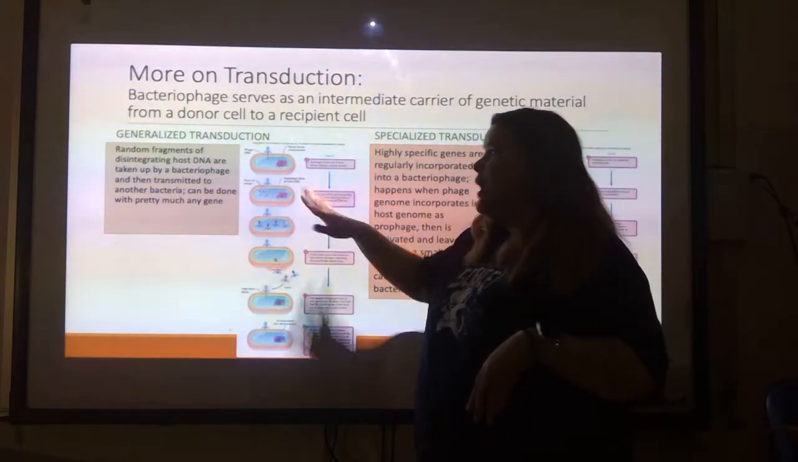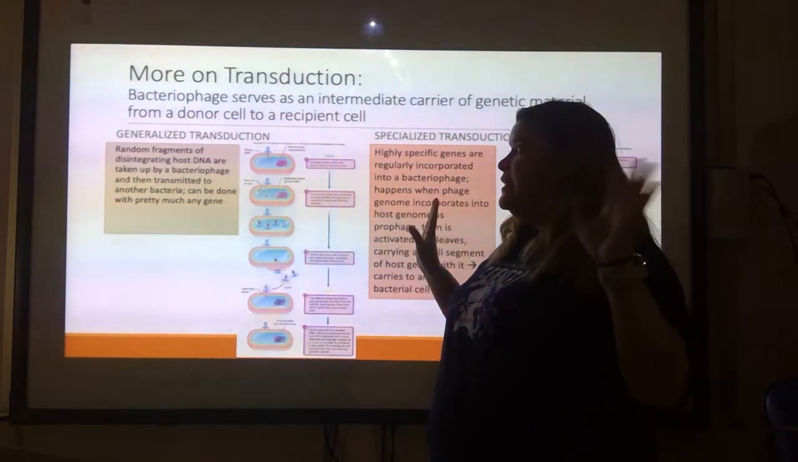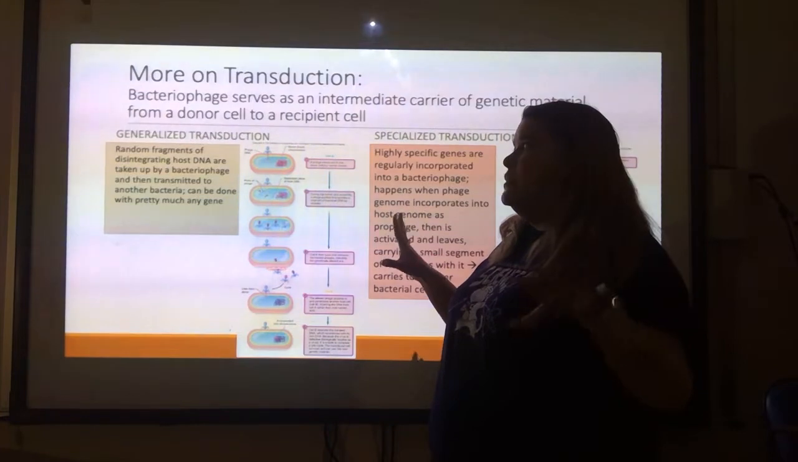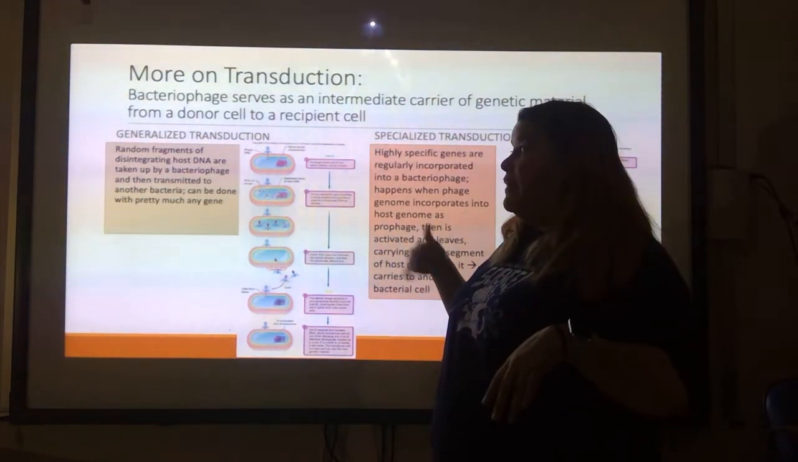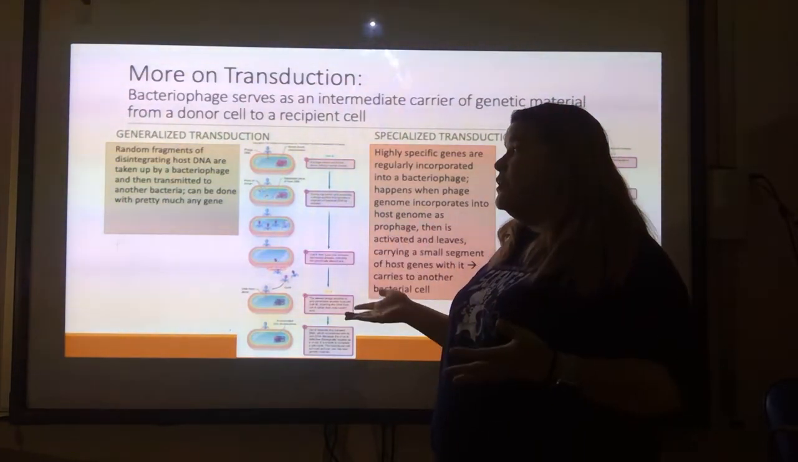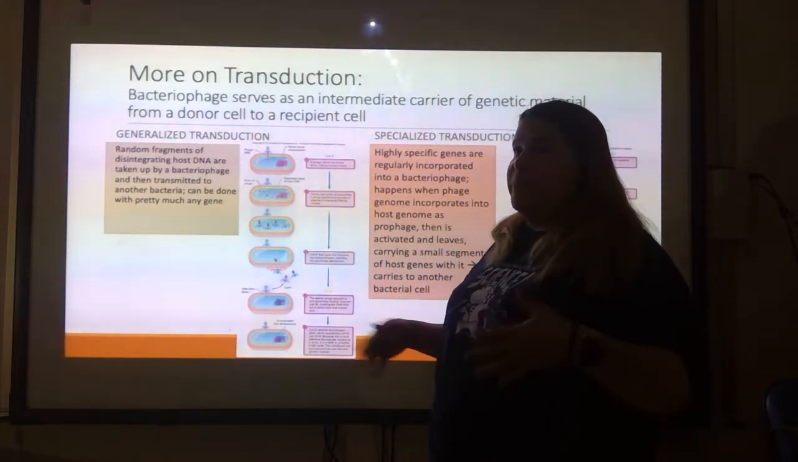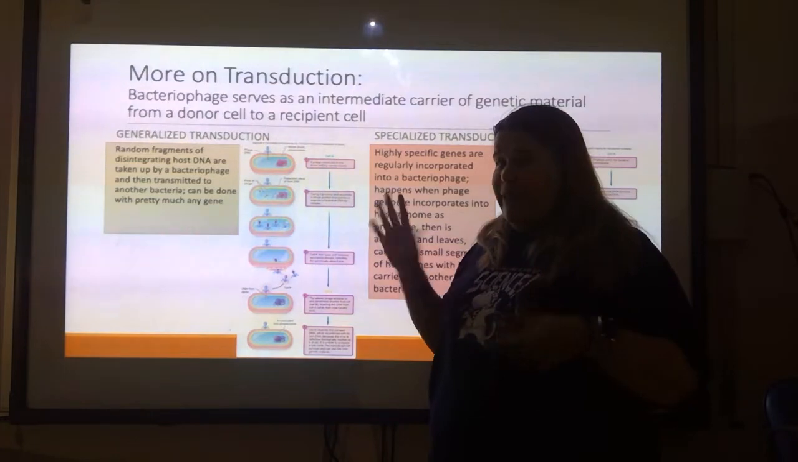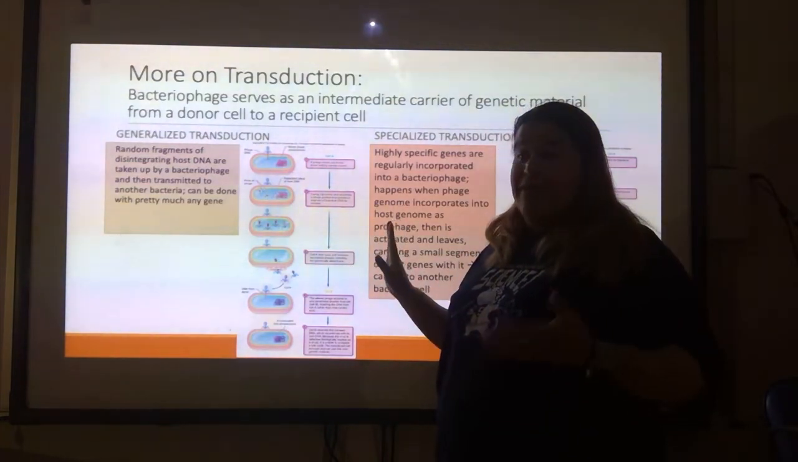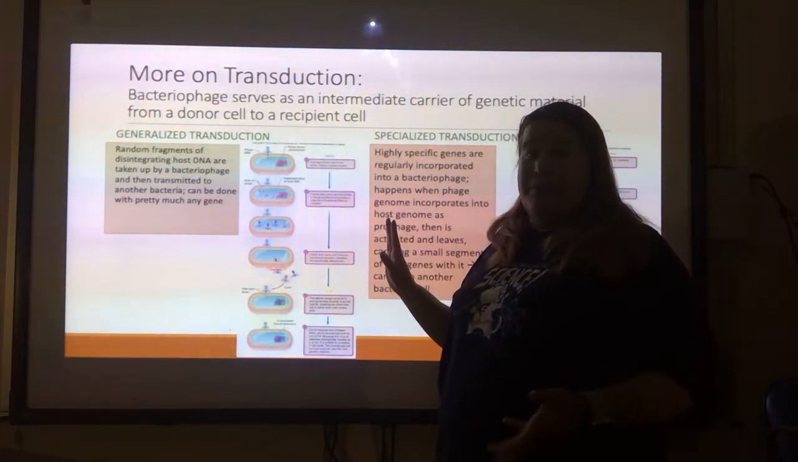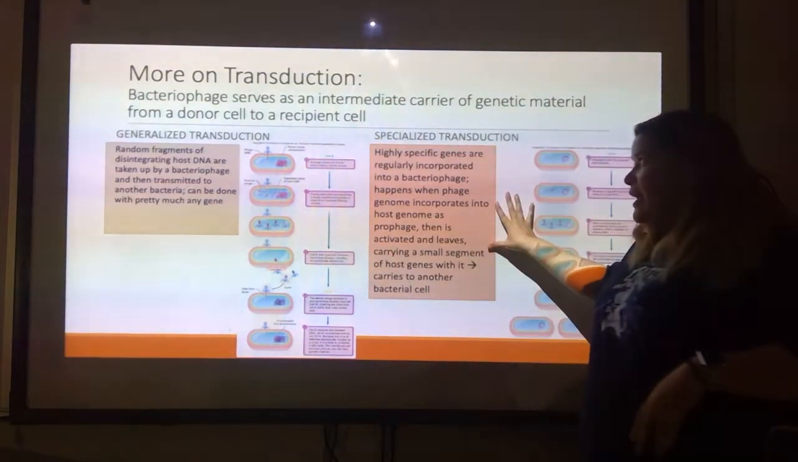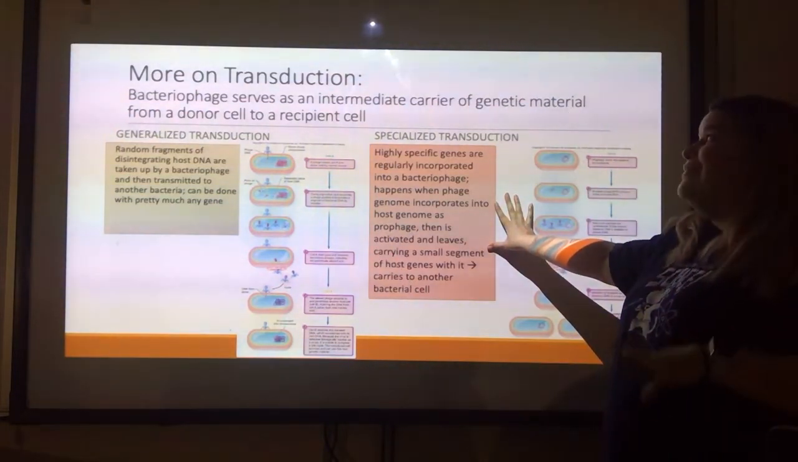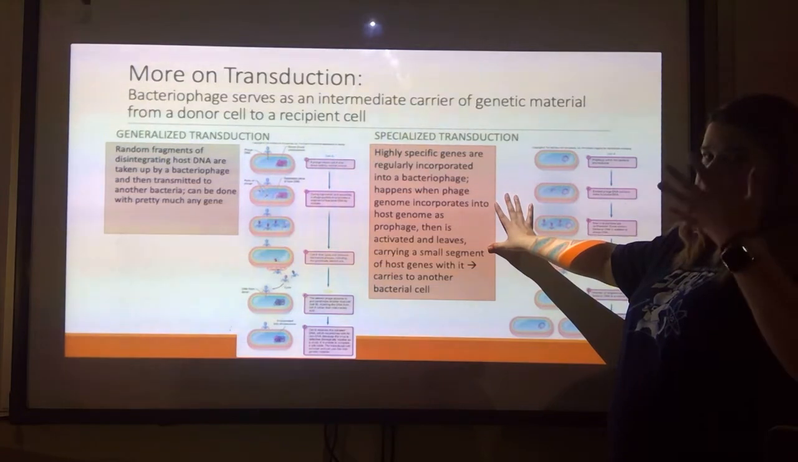Generalized means that random fragments of DNA, of disintegrating host DNA, are taken up by the bacteriophage and then transmitted to another bacteria. It can be done pretty much with any gene. Again, if I cut up all of the genetic material inside of a cell that I've infected as a bacteriophage, I can pick any of that up. Specialized, these are highly specific, just like the name suggests.